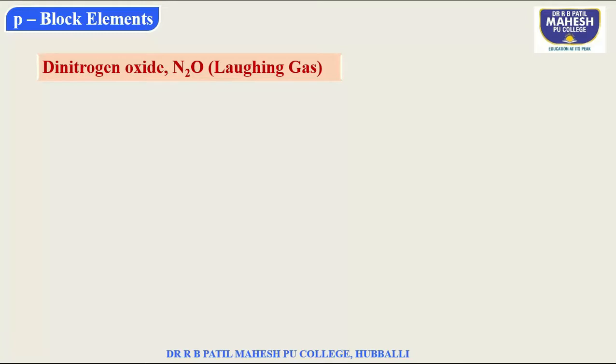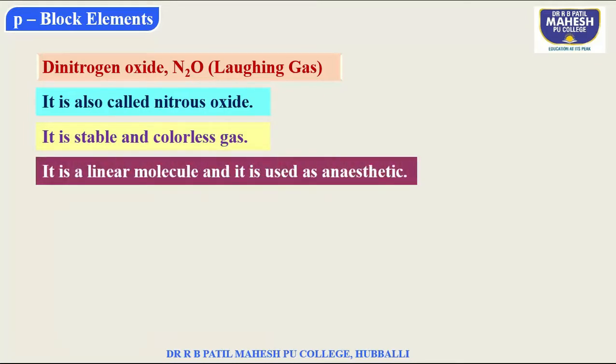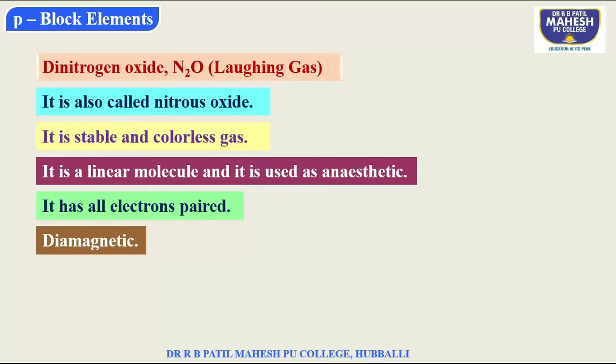Dinitrogen oxide N2O, also called nitrous oxide, also called laughing gas, is a stable one and it is colorless in nature. It is a linear molecule and it is used as an anesthetic. It has all electrons used in bonding, meaning paired. Hence there are no unpaired electrons, and it is diamagnetic in nature. This is the linear structure of dinitrogen oxide. Here we can see two Lewis dot structures.